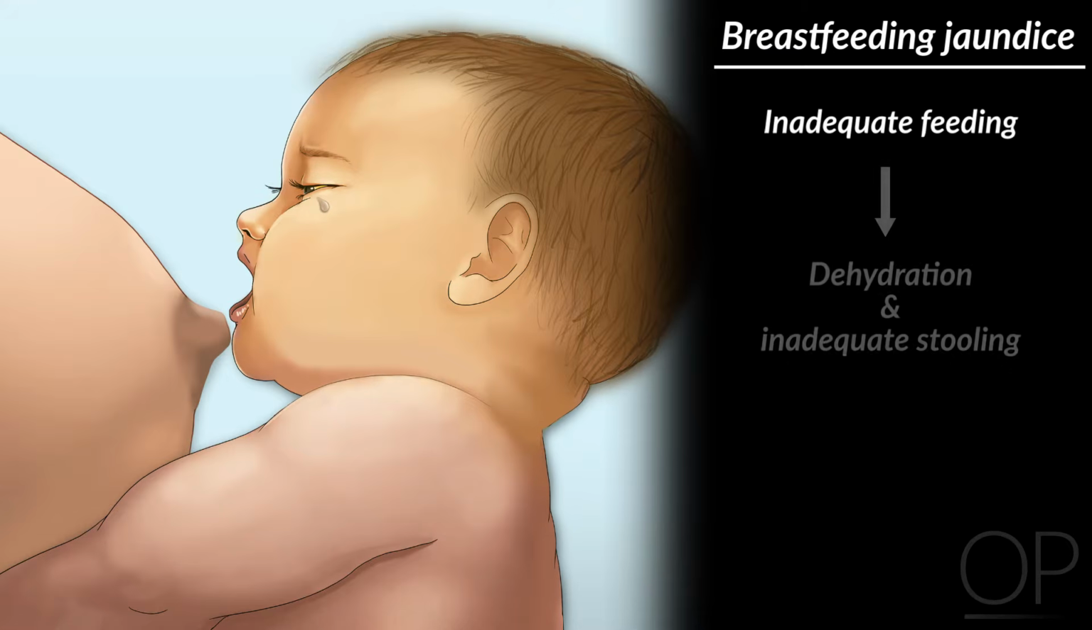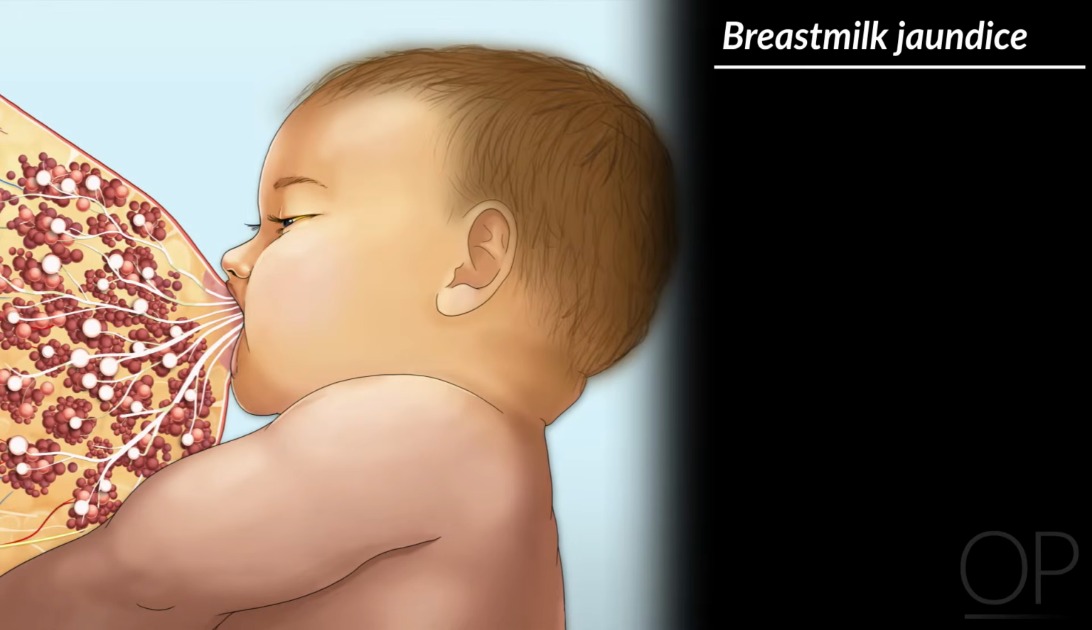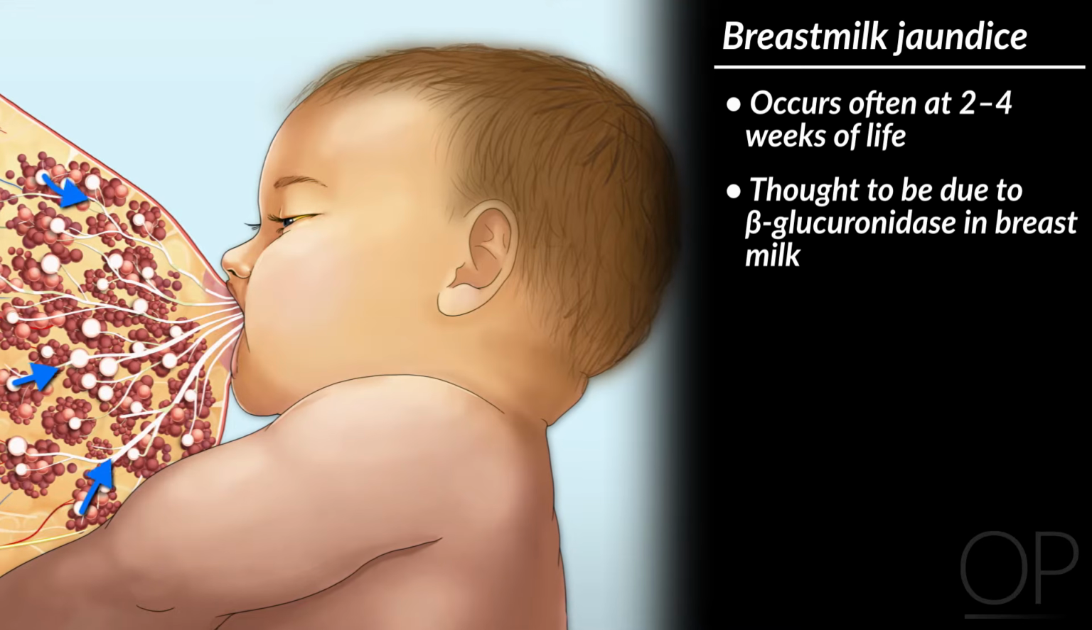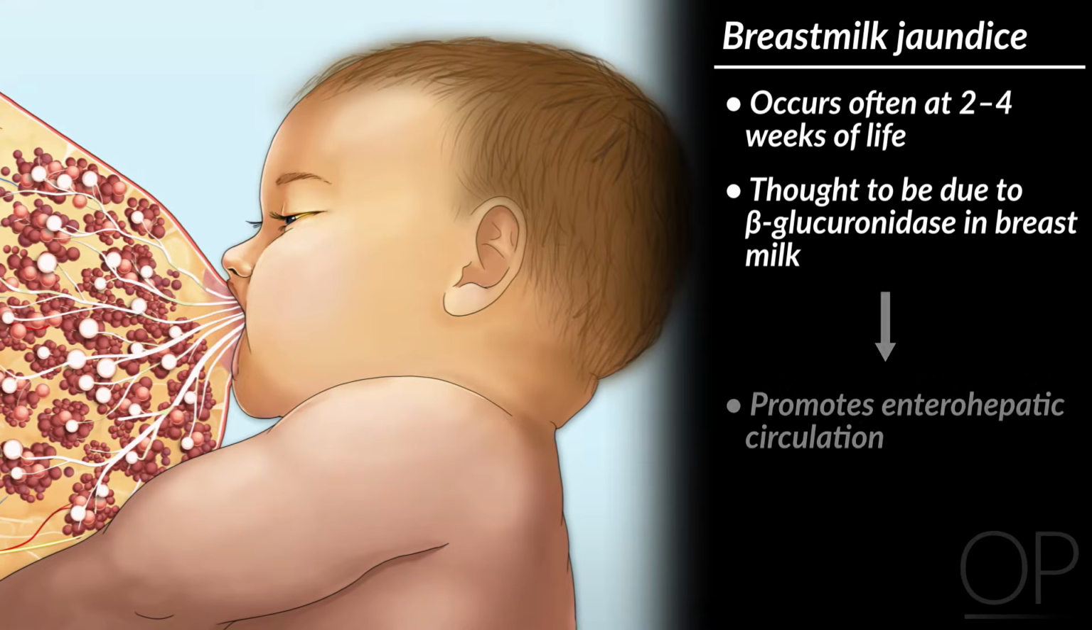Inadequate feeding leads to dehydration and inadequate stooling. As a result, there is decreased clearance of bilirubin via the stool. Breast milk jaundice occurs later than breastfeeding jaundice, often at 2 to 4 weeks of life, and is thought to be due to an enzyme in the breast milk itself, beta-glucuronidase, that promotes enterohepatic circulation.